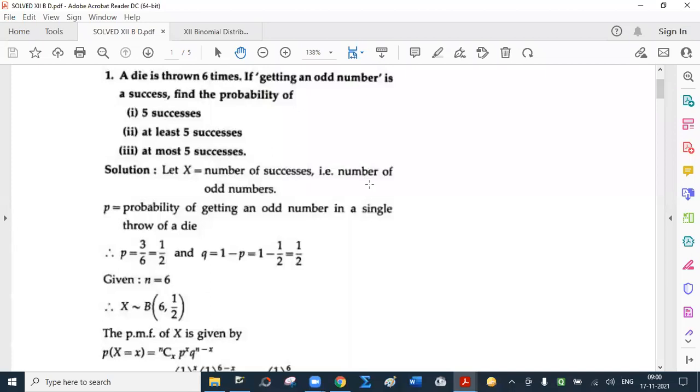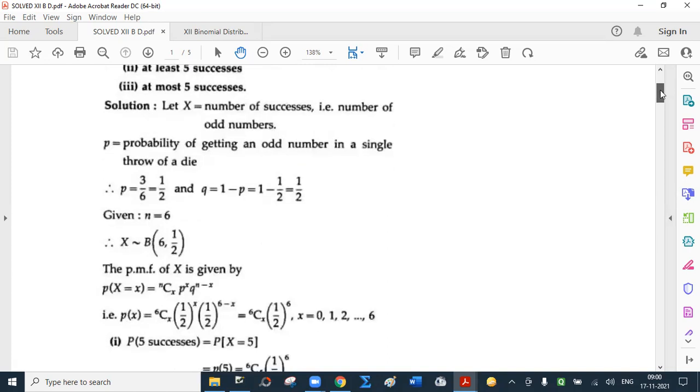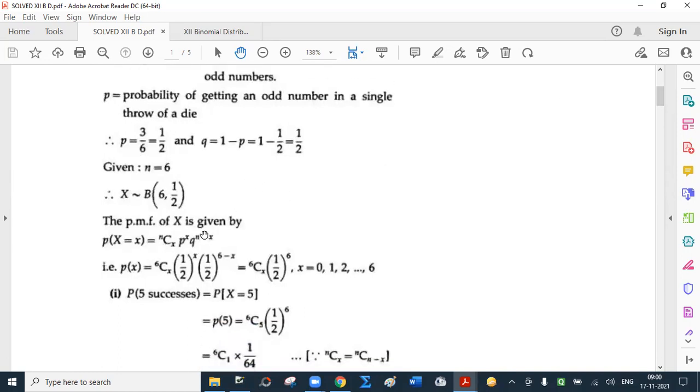Now the experiment is performed how many times? 6 times. So the number of Bernoulli's trials, small n, is 6. After that, you have to say, so random variable X follows a binomial distribution with which parameters? n, p: n equal to 6, p equal to half. Simple. Then you have to say the probability mass function of random variable X is given by P of X equal to, or just say P of small x equal to what?